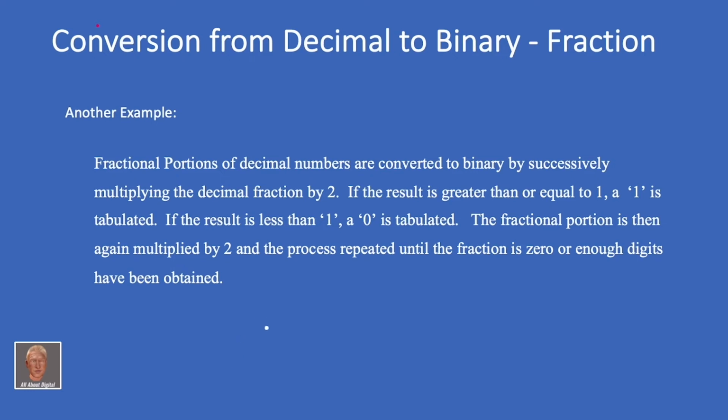Now let's look at a fractional conversion. Fractional portions of decimal numbers are converted to binary by successively multiplying the decimal fraction by 2. If the result is greater than or equal to 1, a 1 is tabulated. If the result is less than 1, a 0 is tabulated. The fractional portion is then again multiplied by 2, and the process repeated until the fraction is 0 or enough digits have been obtained. So what we're going to find out here is most of the time you don't get an exact result, and we'll show why.